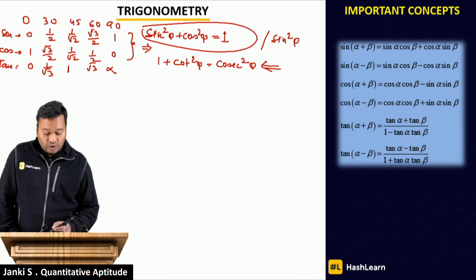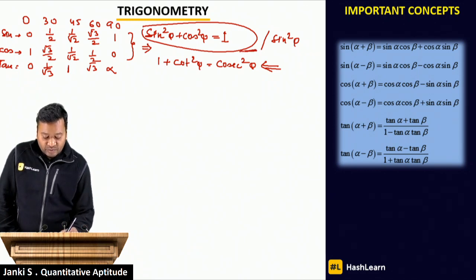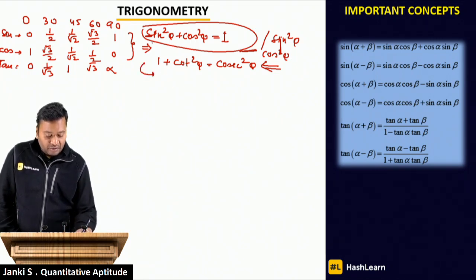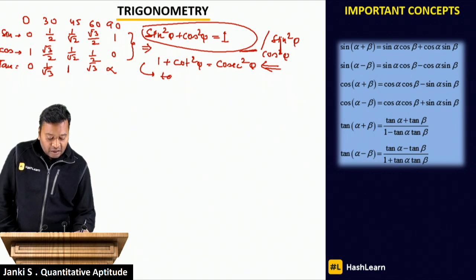Now the same thing, if I divide by cos square theta, what relation do we get? We get tan square theta plus 1 equal to sec square theta.